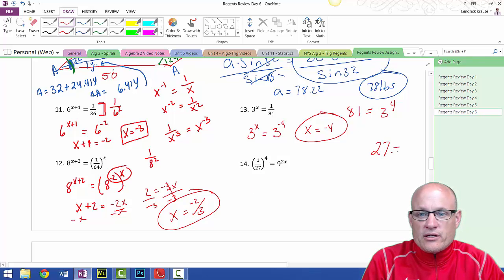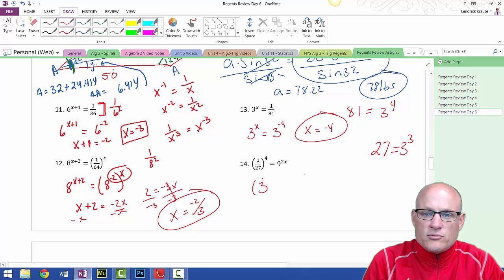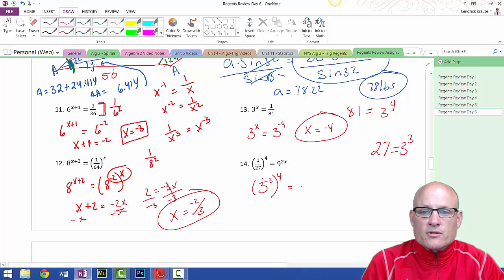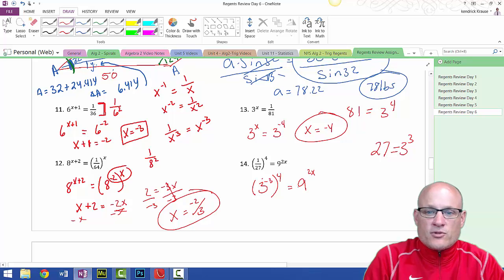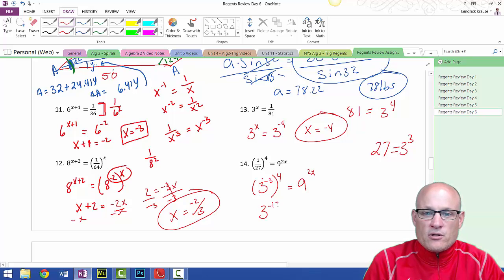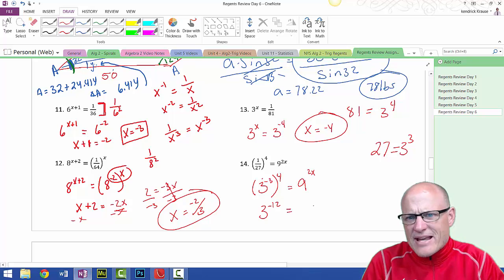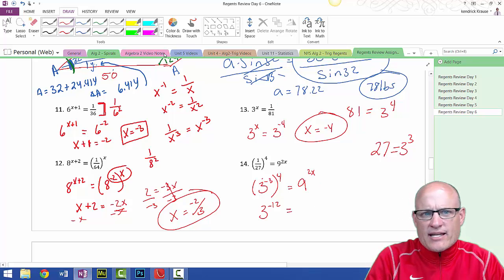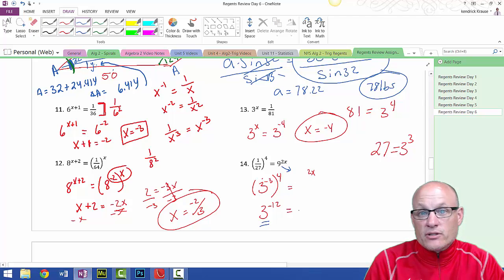27 is really 3 cubed. So when I got this 1 over 27, that's really 3 to the negative 3, to the 4th power, equals, well, I'm going to write it as 9 to the 2x. So what I have over here is 3 to the negative 12 is equal to, now in order for this to work, the bases have to be the same. So I can't use 9, that's why I hesitated for a second there. I can't use 9. I have to replace this 9 with something that it is, but it has to be a 3. So 3 squared times 2x.